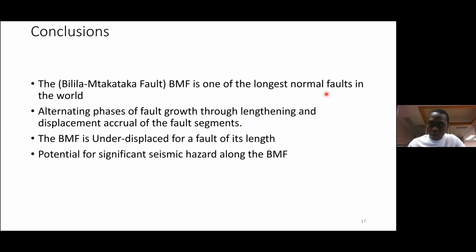To conclude my talk today, these are the takeaways from our publication. We were able to show that the Bilila and Takataka fault is one of the longest faults, as you can see from this global data set. It showed an alternating phase of growth, lengthening, and accrual of displacement of these fault segments. From our observation of it being under-displaced, we suggest there's potential for significant seismic hazards over time, because there's still room for this fault to accrue a lot of displacement.